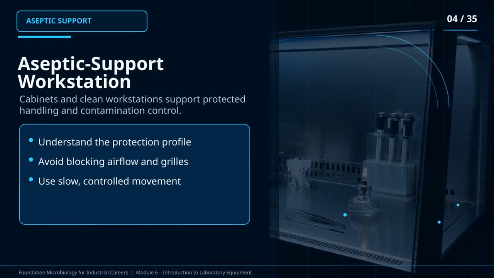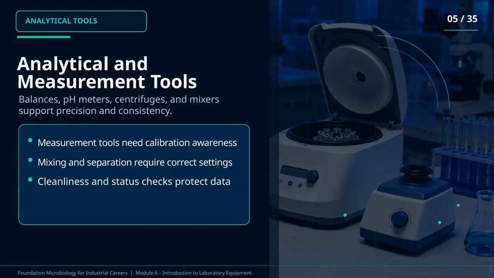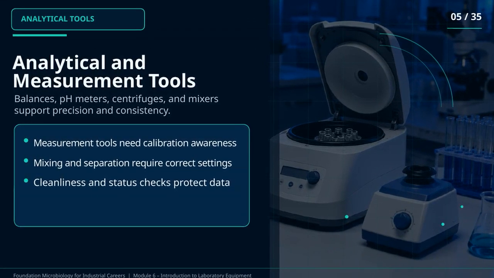Aseptic-Support Workstations help protect materials and reduce contamination during sensitive handling tasks. Their effectiveness depends on correct airflow, suitable use, clean technique, and avoiding unnecessary clutter. Analytical and measurement devices such as balances, pH meters, centrifuges, and mixers support precision and consistency. Each instrument contributes to data quality when it is selected correctly, checked before use, and maintained appropriately.